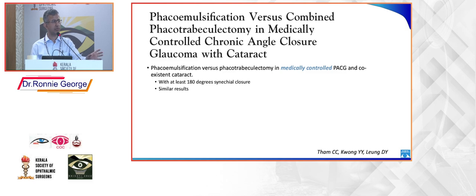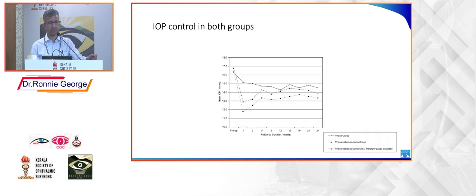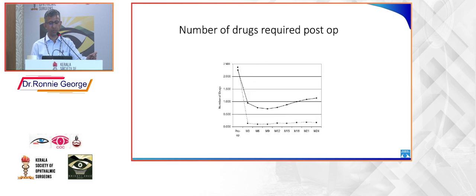So you have medically controlled PSCG. What about trab versus phacotrab? And this is again with 180 degrees of synechial closure, very similar results. So here you have 3 groups. The top is the medical group who had only phaco. The bottom is the phaco-trab group, and the middle is the phaco-trab group with the hypotony cases removed. So they had 7 patients in this group who had hypotony.